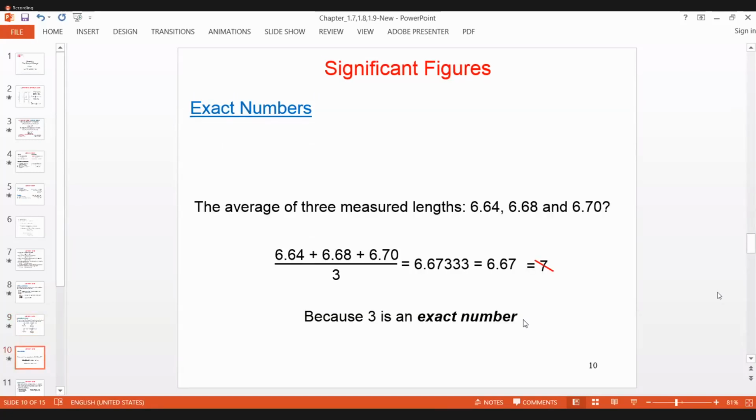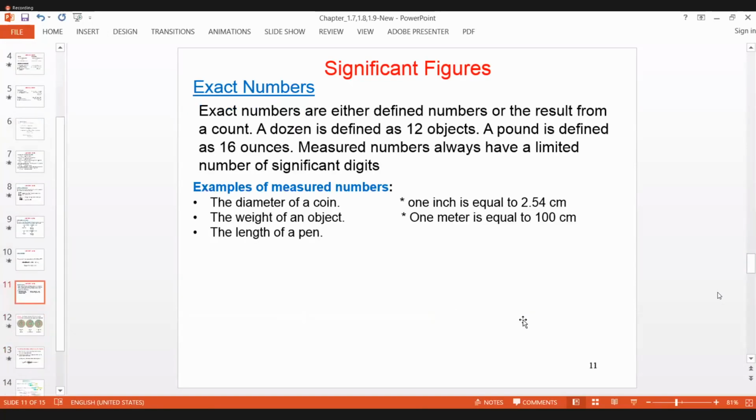These are the exact numbers, all the exact numbers you can study here. See, the diameter of the earth is an exact number. The diameter of the moon is an exact number. The diameter of any coin is an exact number. The weight of an object, an exact number. The length of a pen is an exact number. 1 inch equal to 2.54, exact number. You cannot change that, right? So these are all exact numbers.